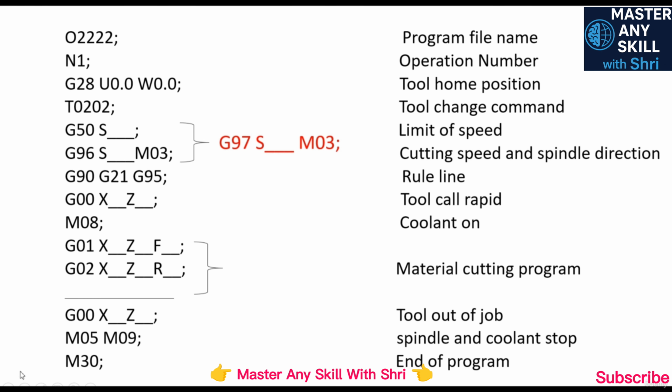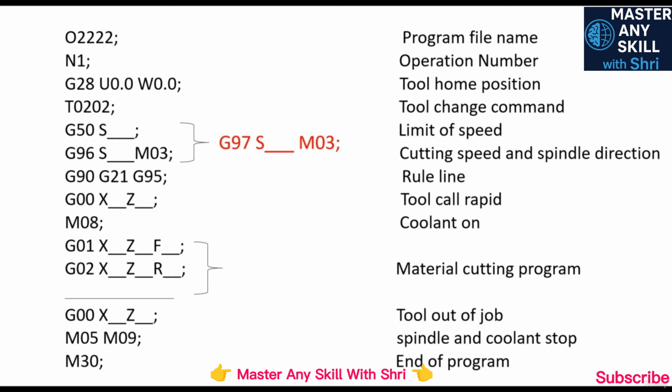So that's how all the codes are written for one operation. For the second operation, we have to write N2 here and then write all these codes with this format. So this is the standard format to write any program. You have to make any program with this format only. So practice this standard format, as we are going to use this format for program writing.